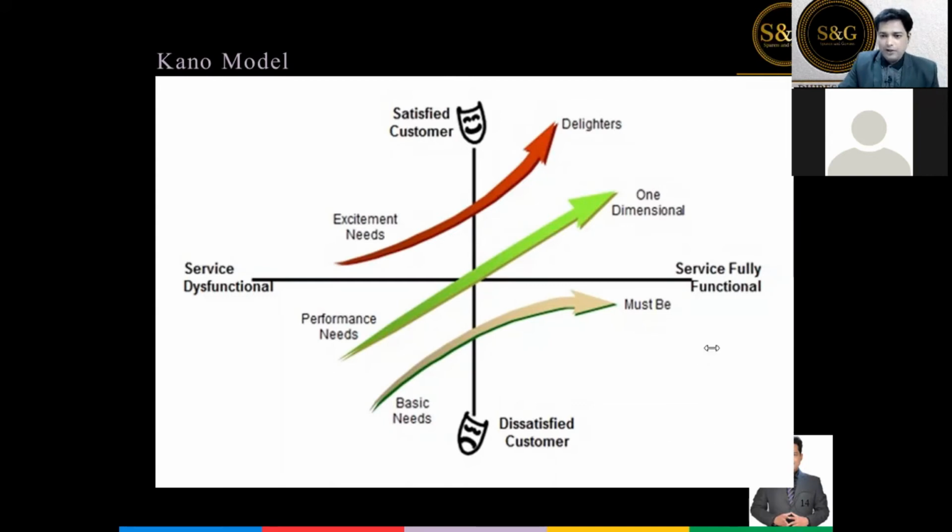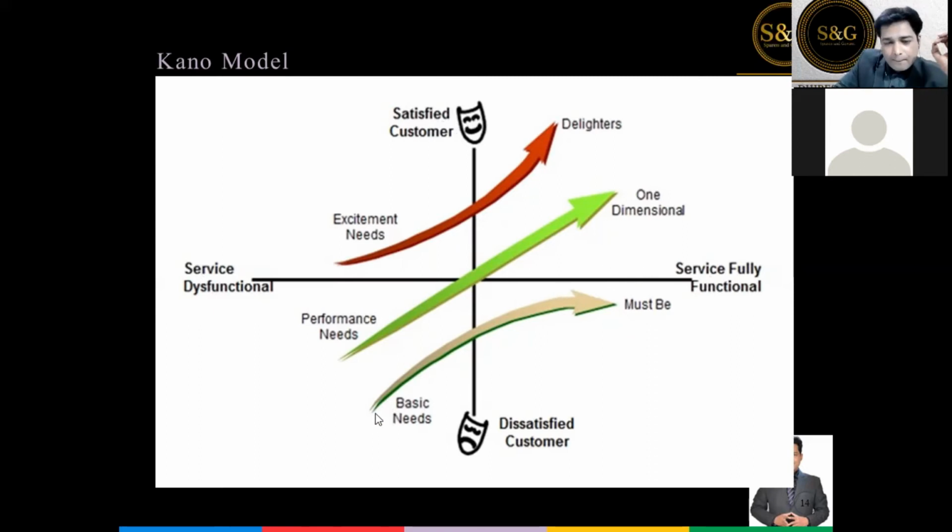This model says the y-axis is customer dissatisfied, and on the top you have a satisfied customer. On the horizontal axis you have services dysfunctional, where services or functions are not provided in the product or service. On the extreme right-hand side you have services fully functional. Now let's understand this.